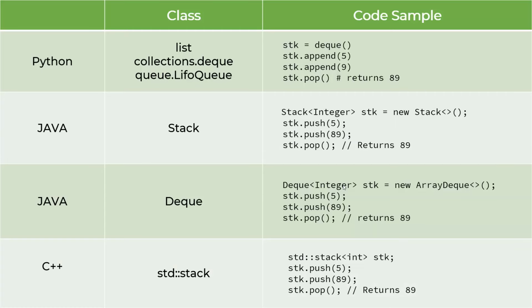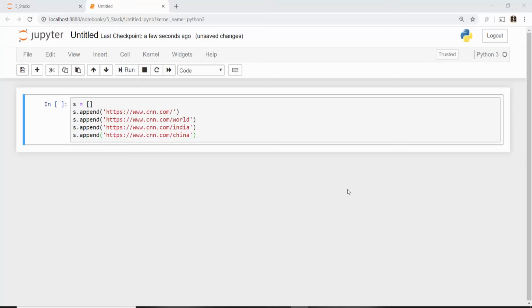Here is the stack implementation in different programming languages. In Python you can implement a stack using a list, collections.deque or LifoQueue. Java also has multiple classes, and C++ has std::stack. Now I'm going to show you how you would manage the browser history back functionality using a list in Python. So the Python list can be used as a stack.